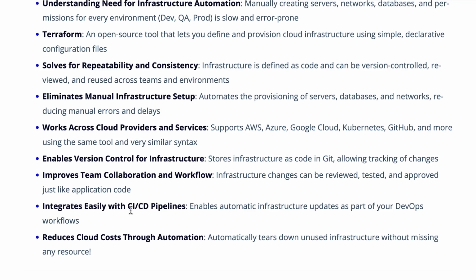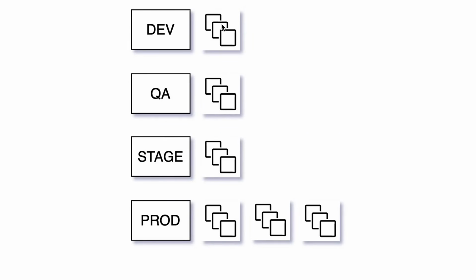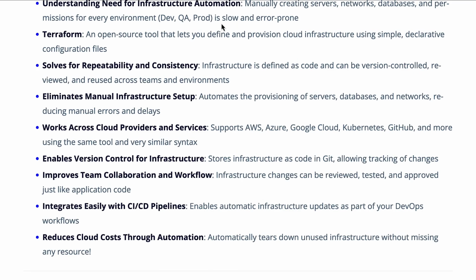The last benefit we'll be talking about is reducing cloud costs through automation. Once you have made use of all the resources, let's say I would want to terminate the environment. If you're doing it manually, there is a chance that you might miss resources. However, if you're using infrastructure as code tool like Terraform, you know that it will automatically tear down everything that is in the environment. So you can easily tear down all the unused infrastructure without missing any resource. So you can reduce your cloud costs through automation.